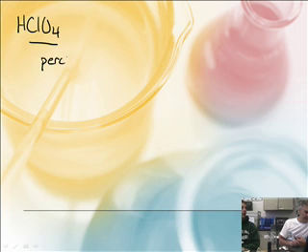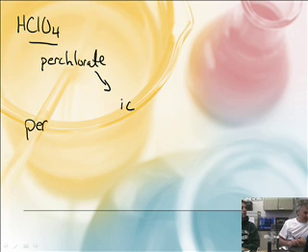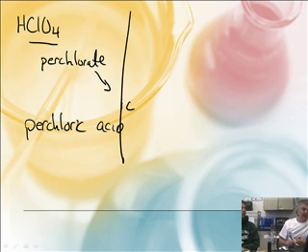How about we do HClO4? ClO4, you have to look at your polyion list. His name is perchlorate. And all the ates become ic acids. So this turns into an ic acid. So instead of perchlorate, it's perchloric acid. Okay?